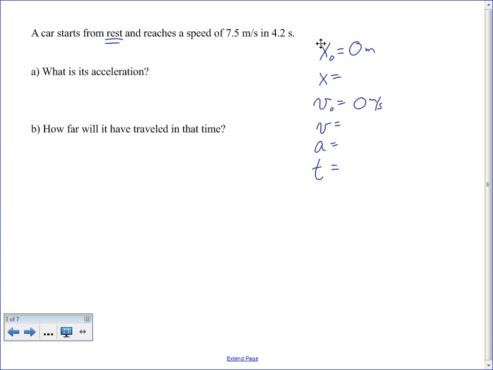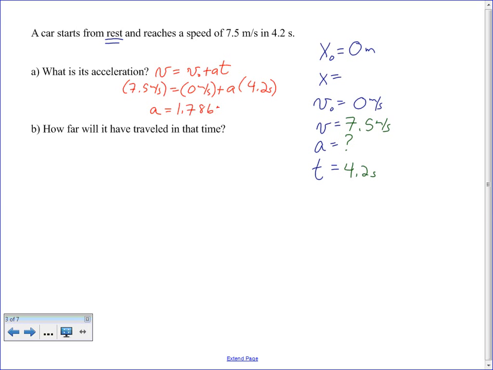And this is saying that it has a velocity of 7.5 meters per second when the time is 4.2 seconds. So we're going to try and find the acceleration. So again, we know the initial velocity, we know the final velocity, we know the time. So it makes sense to look at the equation that relates velocity and time. So we have 7.5 meters per second equals 0 meters per second plus the acceleration times 4.2 seconds. This gives us an acceleration of 1.786 meters per second squared.